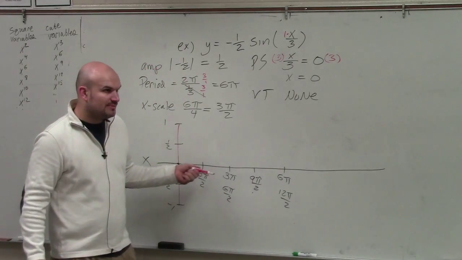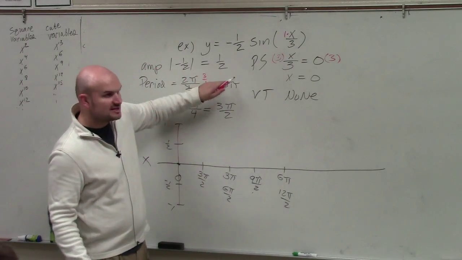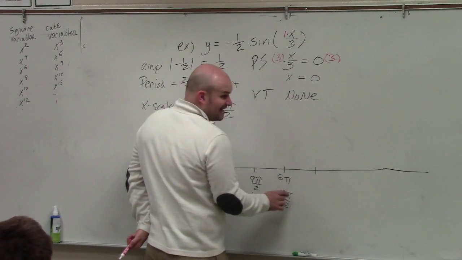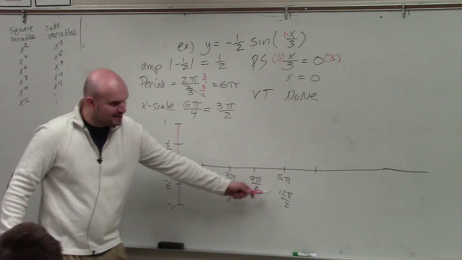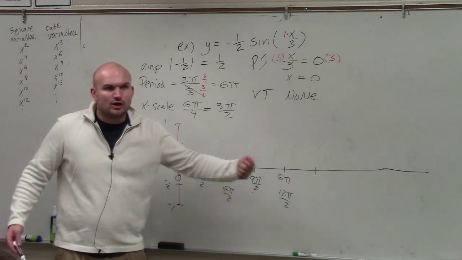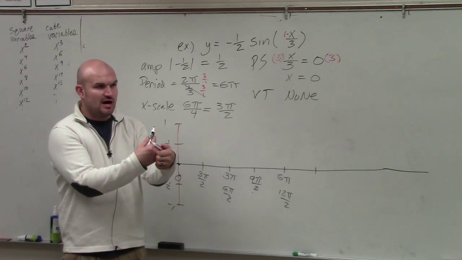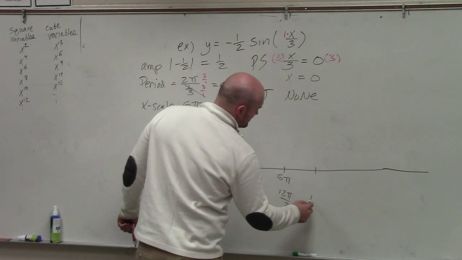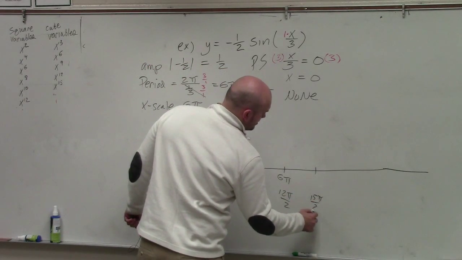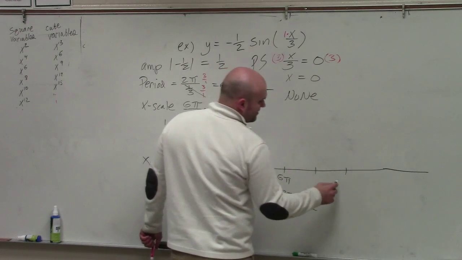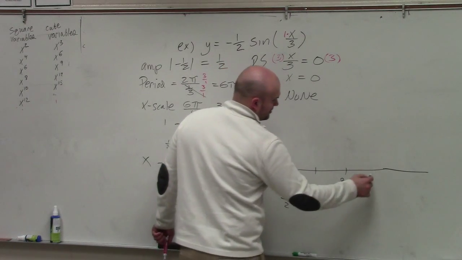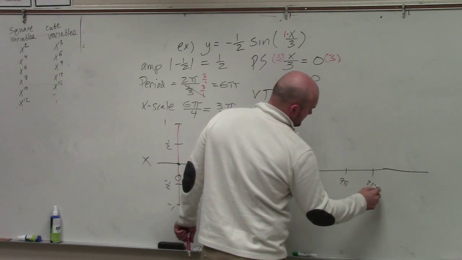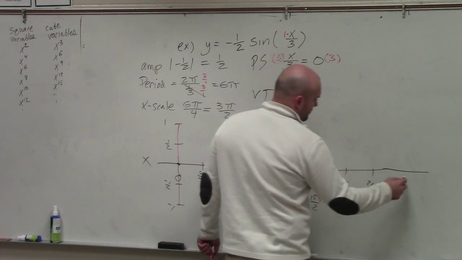Now, did we complete one period? Yes, because the period is 6 pi. But I'm just going to continue a little bit longer. So I can just continue. What I like about doing it this way is it's really easy just to add. All you do is you take where you start, and then you just add the x scale. So 12 pi over 2, then that is 15 pi over 2. Next one would be 18 pi over 2, which would be 9 pi. Then that would be 21 pi over 2. And then 12 pi.